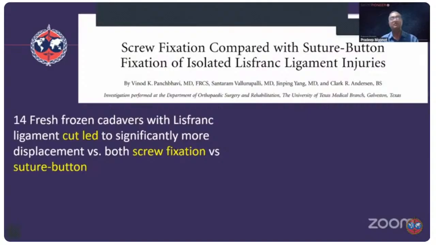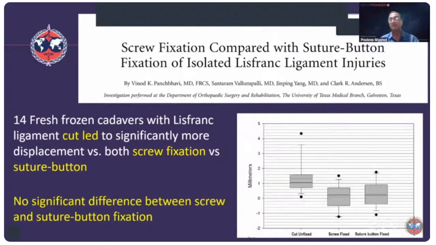Let's look at the literature. This is a paper from 2005 where Vinod Panchbhavi and his group looked at 14 cadaveric dissections where the Lisfranc ligament was cut. And they found, of course, that there is significantly more displacement versus both screw fixation or suture button. But interestingly, they found that with screw fixation or suture button fixation, the displacement was equal and not significantly different.